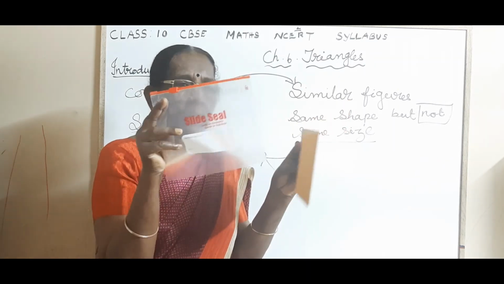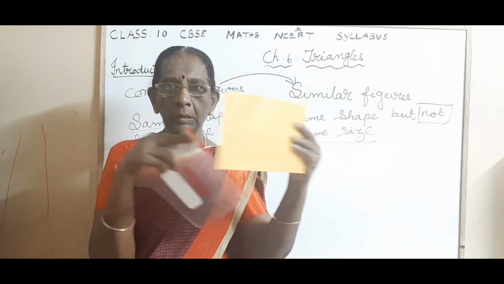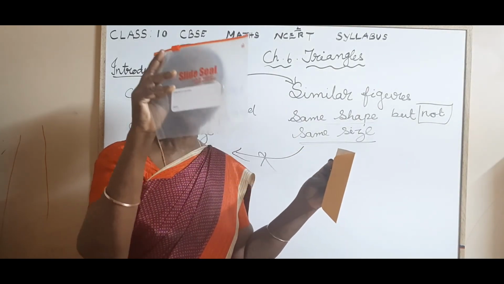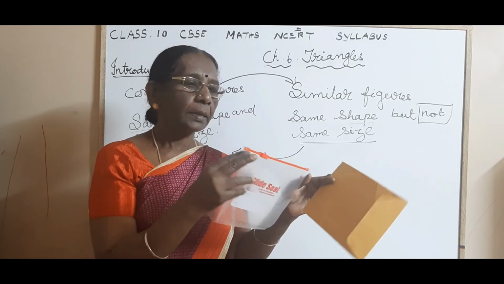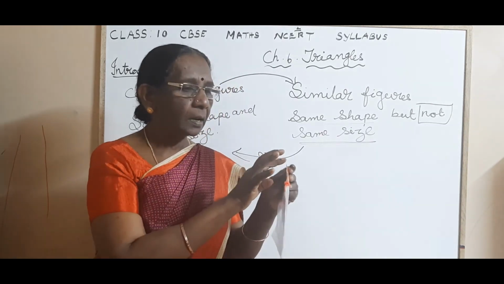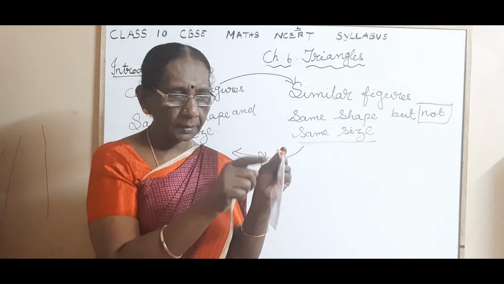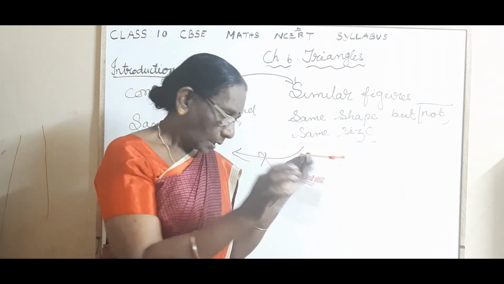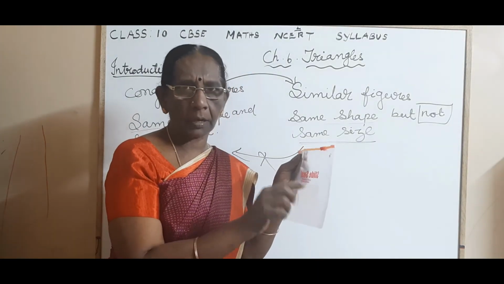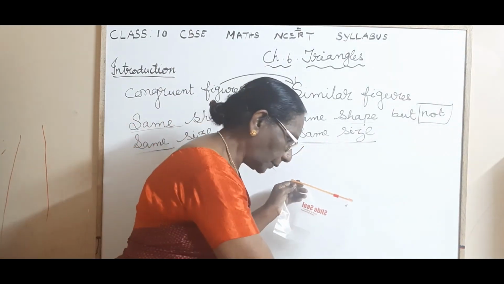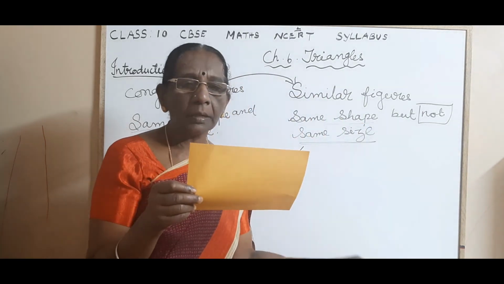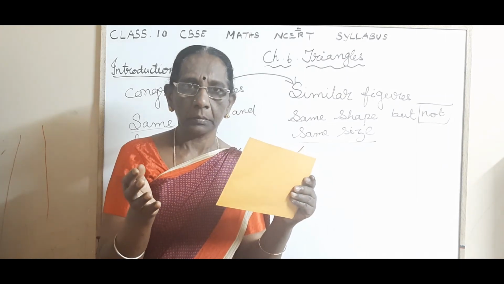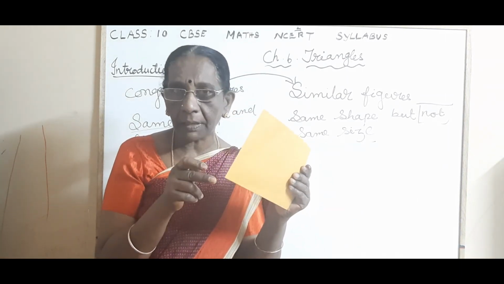They don't have the same shape. This is a longer rectangle. This is not longer. It's somewhat like a square shape. Because here the difference between the length and breadth, that is the longer side and the shorter side, is very less. Here it is 20, here it is 17, only 3 centimeter difference. But when you take this rectangle, the difference between the longer side and the shorter side is more. It is 25 centimeter, it is 17 centimeter.